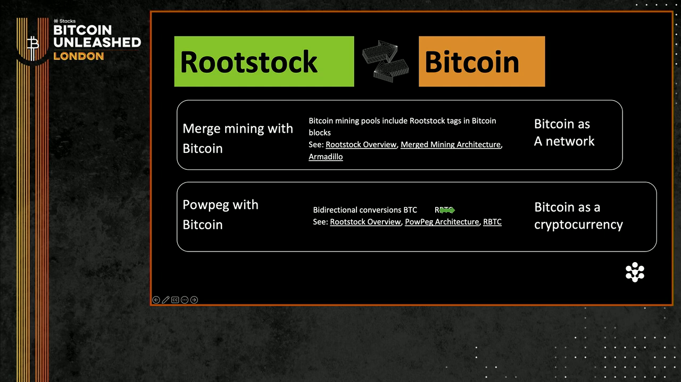So in regards to the connection with the network, we are a sidechain. Our blocks, the Rootstock blocks, are mined by the Bitcoin miners. So how does this work? It's a technique called merge mining. Basically, let me explain first how the mining works.